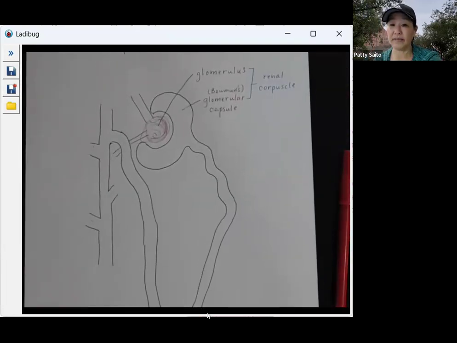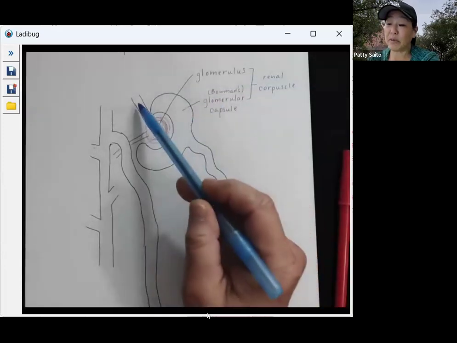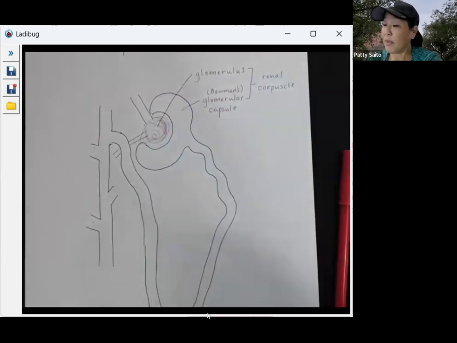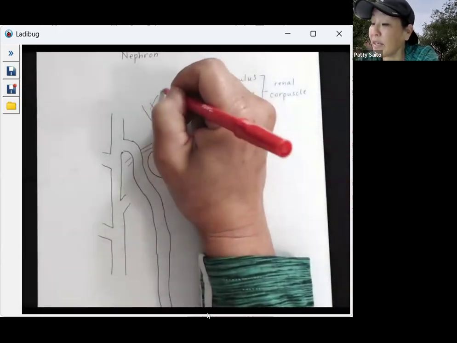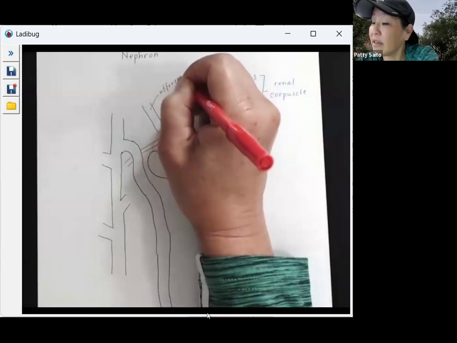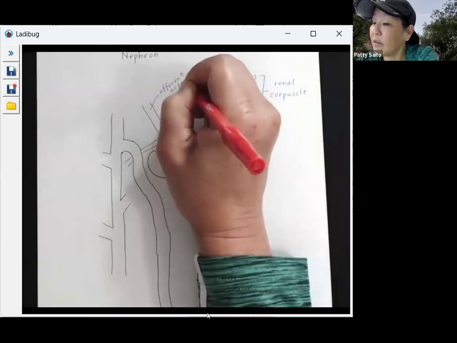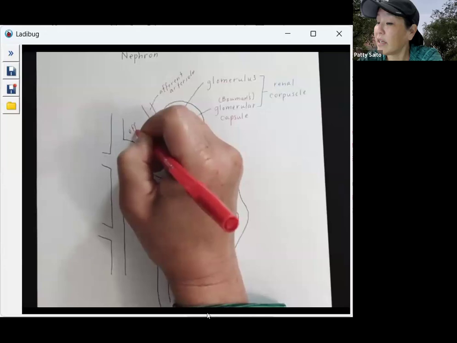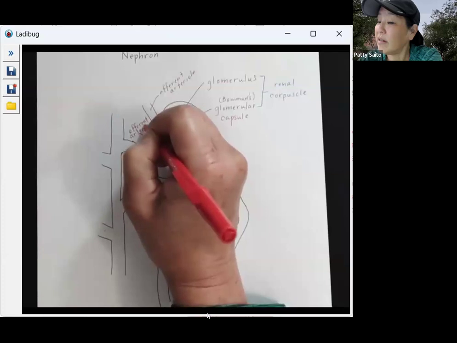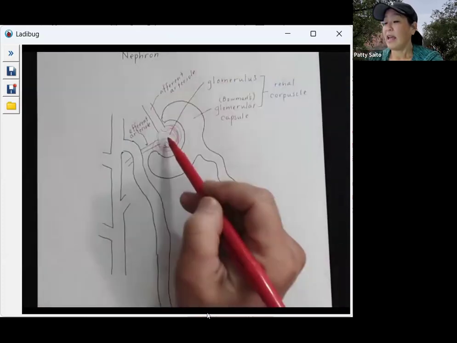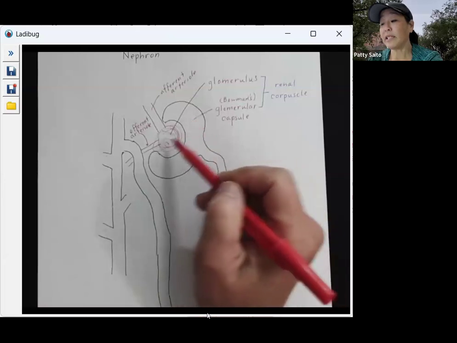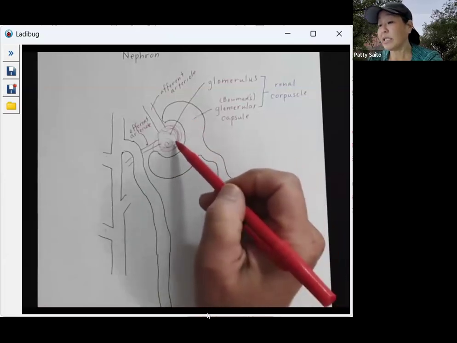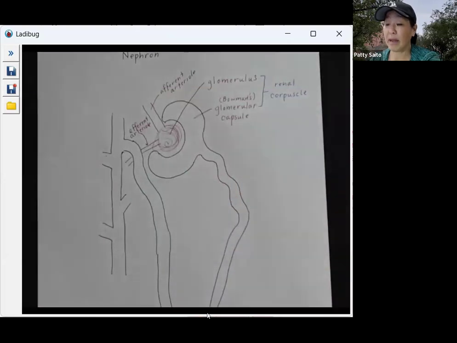The renal corpuscle. Okay. So I hope you can see as blood enters through this vessel called the afferent arteriole and leaves by way of the efferent arteriole, it's going to push substances across the capillaries into the glomerular capsule.